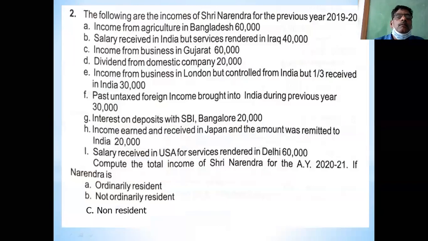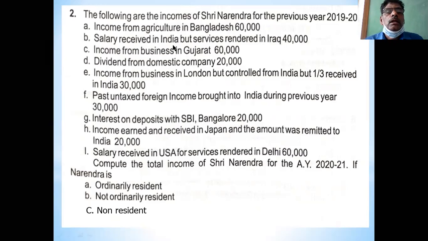You see the second example. Mr. Narendra for the previous year 1920. Income from agriculture in Bangladesh. Income from agriculture in Bangladesh means it is earned in Bangladesh. Received word is not here. Therefore, it is received and earned outside India. It comes in the first column only.